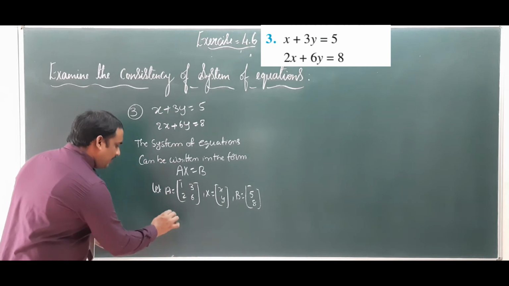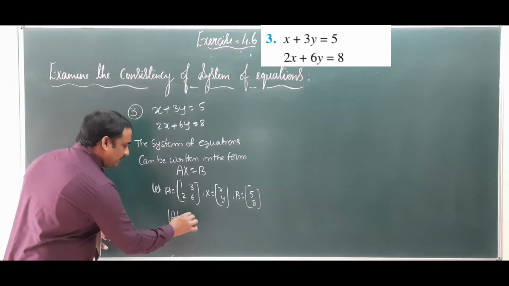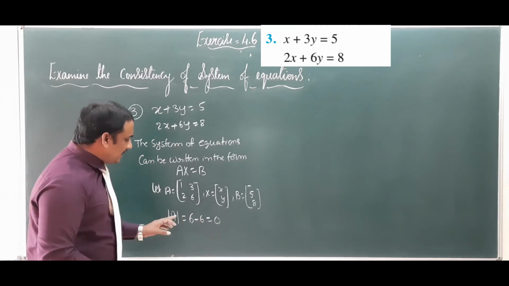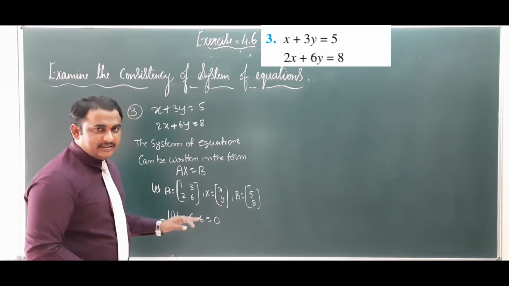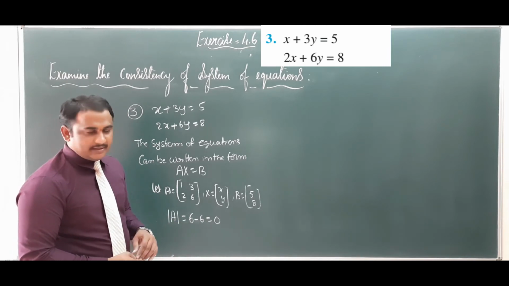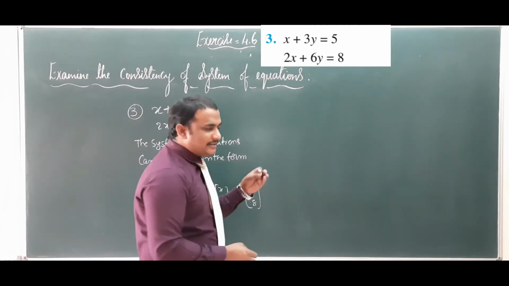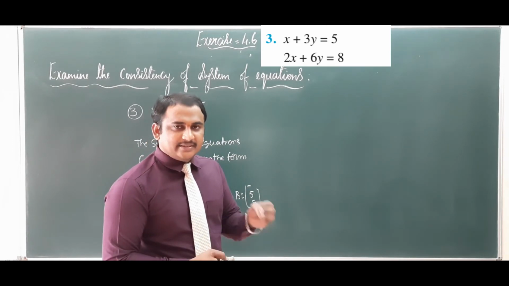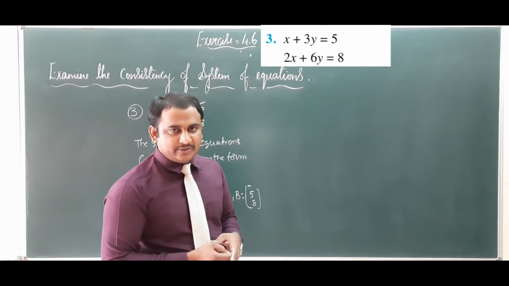Now that determinant of A you have to find out. Determinant of A equal to 6 minus 6 equal to 0. When determinant of A equal to 0, it means A is a singular matrix. When singular matrix, you know two conditions. What are the two conditions? Adjoint of A into B equal to 0, and one more is adjoint of A into B not equal to 0.